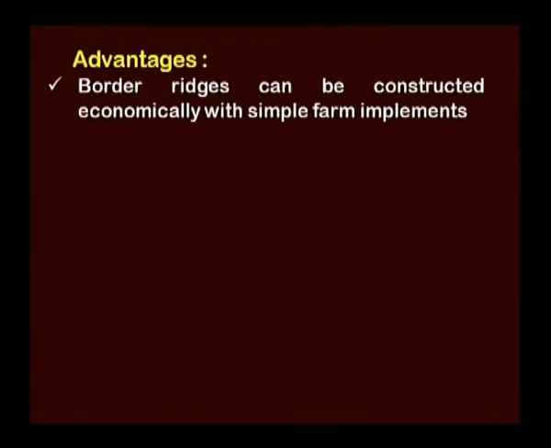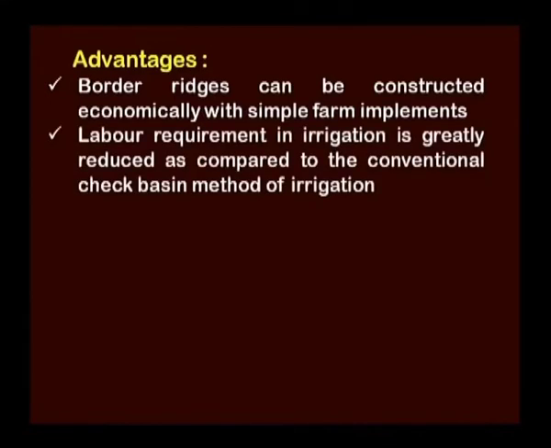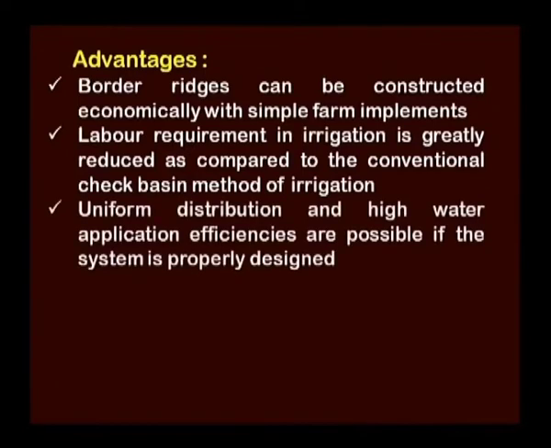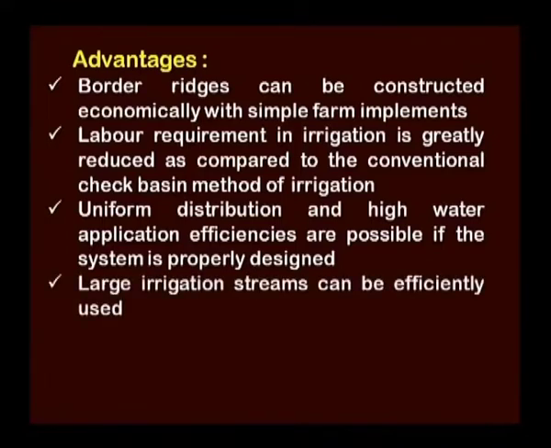Advantages. Boulder ridges can be constructed economically with simple farm implements like a bullock drawn implement or tractor drawn ridger. Labor requirement in irrigation is greatly reduced as compared to the conventional check basin method of irrigation. Uniform distribution and high water application efficiencies are possible if the system is properly designed. Large irrigation streams can be efficiently used.